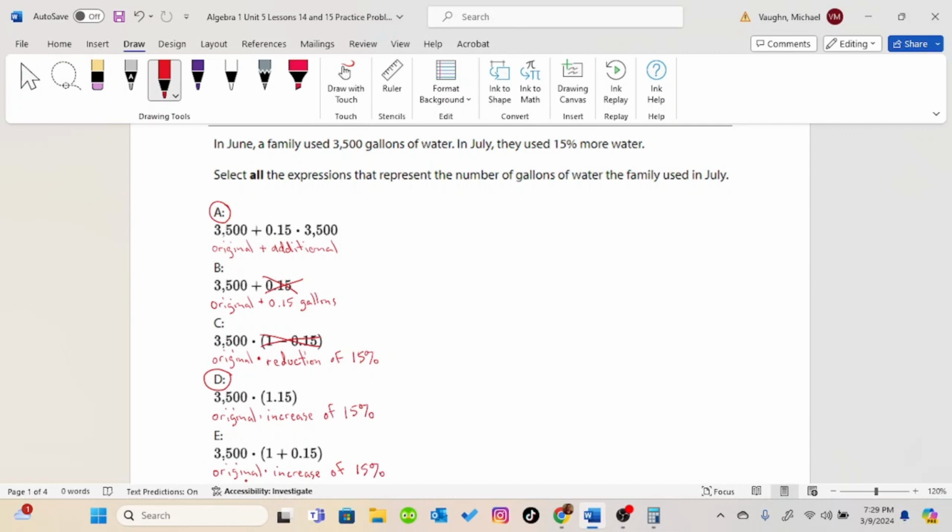All they did was take the 1.15 from answer D and split it apart into 1 plus 0.15, so it would still represent the same thing. So the correct answers are A, D, and E, all show an increase of 15% more water. If you have any questions about how I solved this practice problem, please use class time now to ask for clarification.